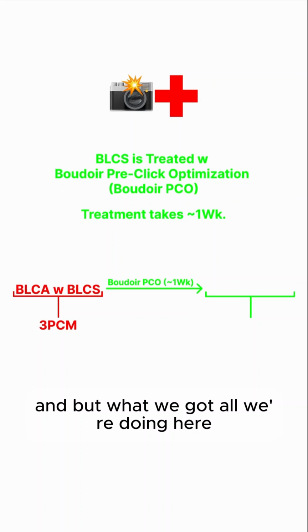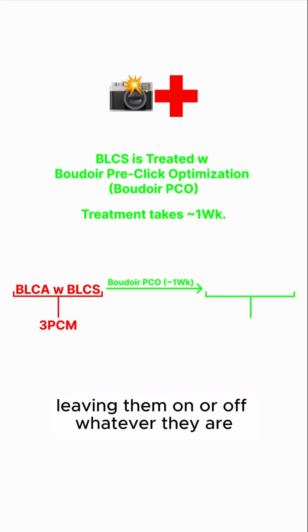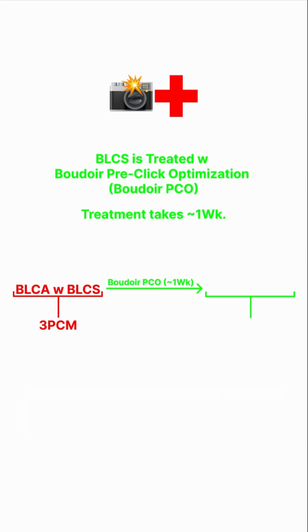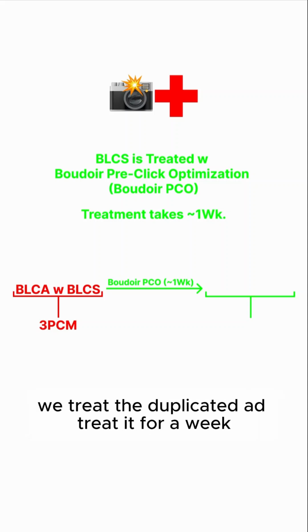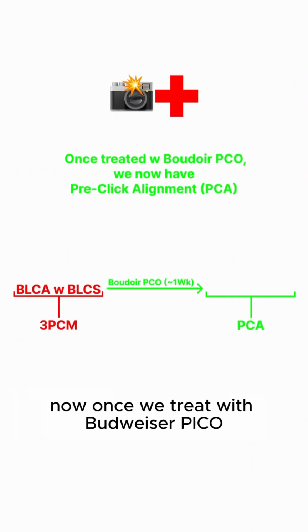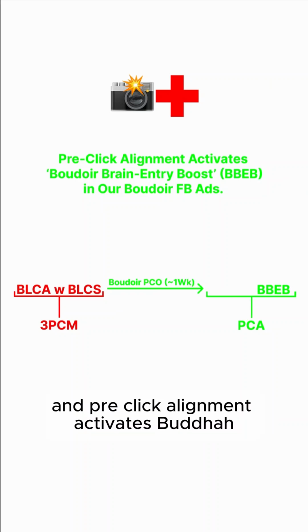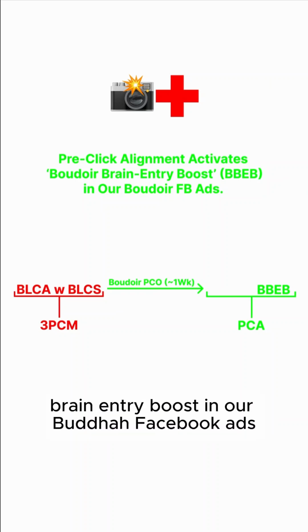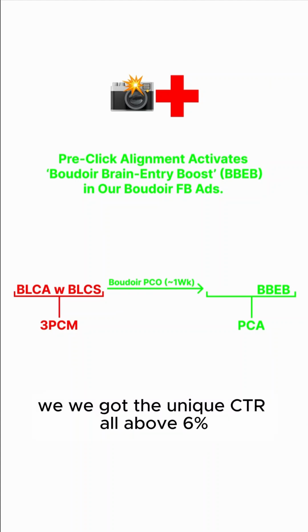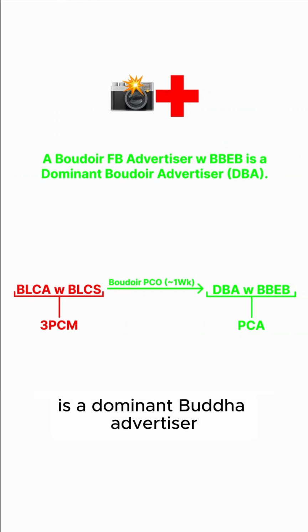With Boudoir Pico, all we're doing is duplicating the current ads, leaving them on or off, whatever they are, and we treat the duplicated ad. We don't touch the original. We treat the duplicated ad for a week. At the end of the week, we keep whichever one has better metrics. Once treated with Boudoir Pico, we now have pre-click alignment, PCA. So we get rid of the three pre-click mistakes, and we've got pre-click alignment. Pre-click alignment activates Boudoir brain entry boost in our Boudoir Facebook ads. Basically, we've got the unique CTR all above 6%. And a Boudoir Facebook advertiser with Boudoir brain entry boost is a dominant Boudoir advertiser, a DBA.